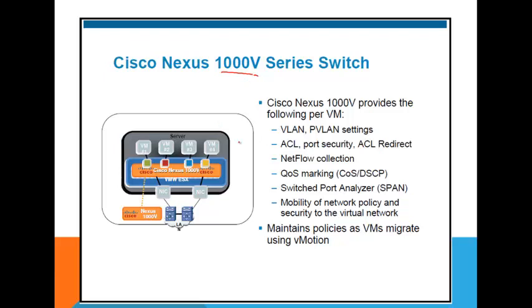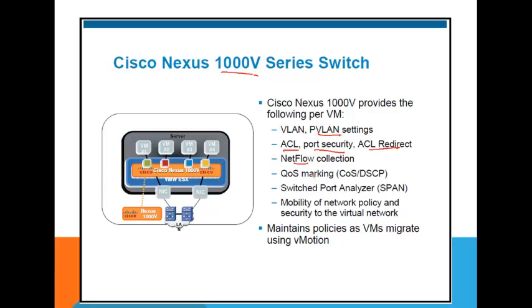Nexus 1000V can provide visibility down to the VM level, plus it can also give additional features like writing an ACL for the VMs and denying or permitting traffic based on the policy. We can also have port security, ACL redirect, private VLANs, and NetFlow, both transmit as well as receive. If we don't have 1000V, only transmit is possible.